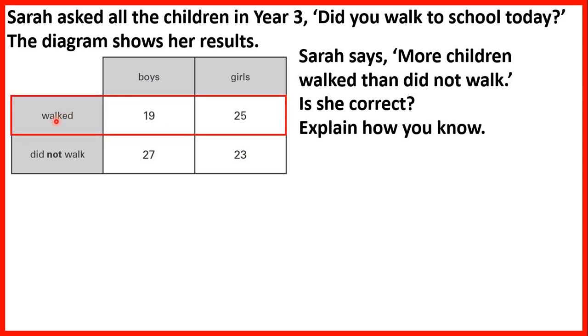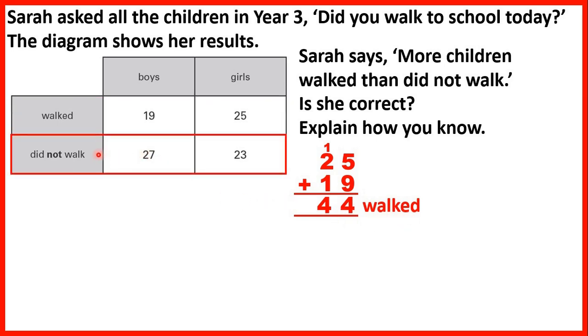So first, let's work out how many children walked. We can see that 19 boys walked to school and 25 girls walked to school. So to find the total number of children who walked, we can add 25 and 19. So that gives us 44 children altogether who walked to school.